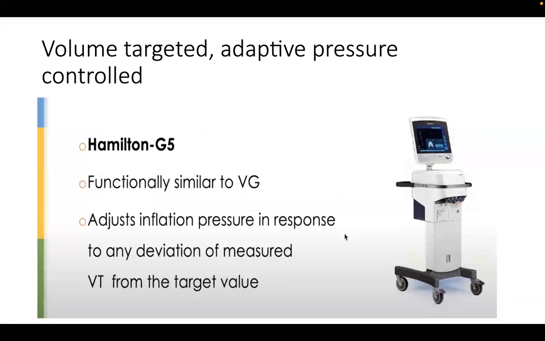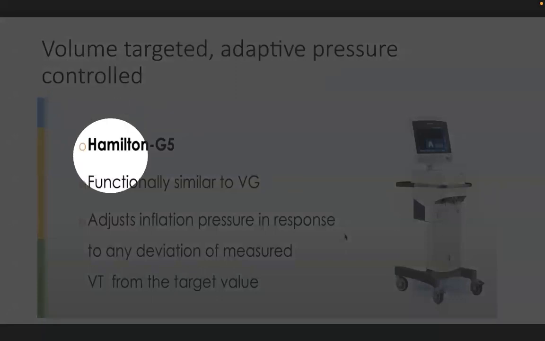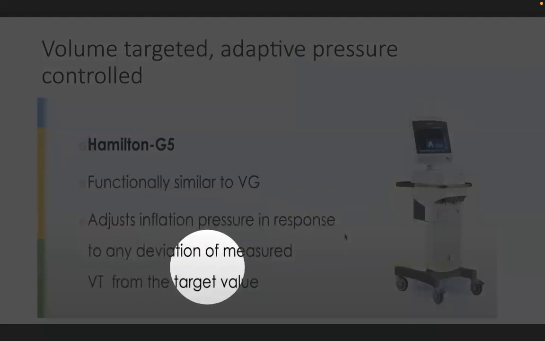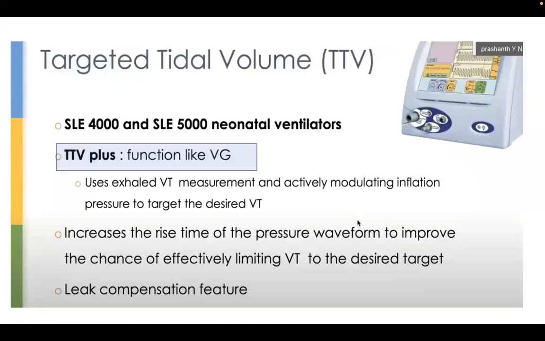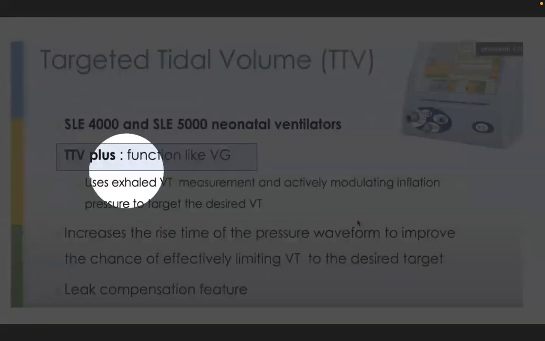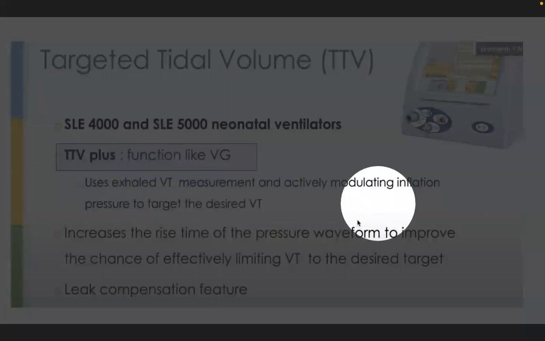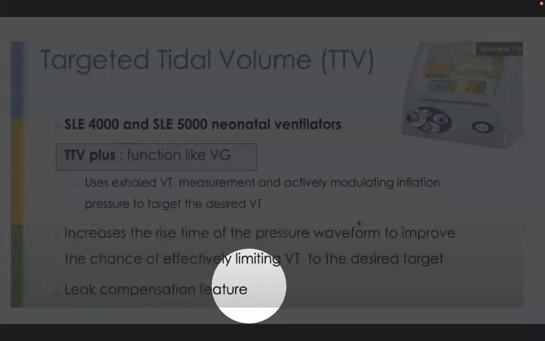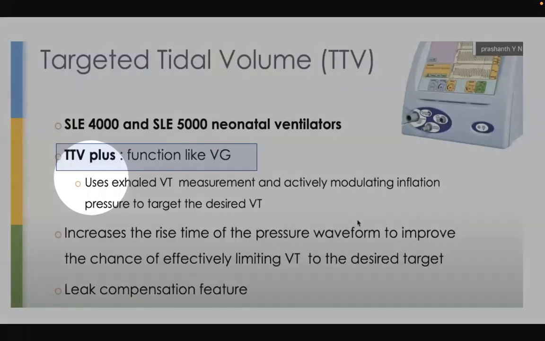Then in the Hamilton G5, it is known as volume targeted adaptive pressure control mode. It is functionally similar to volume guarantee, adjusting inflation pressure in response to any deviation of measured VT from the target value. In the SLE4000 and SLE5000 ventilators, it is known by the term targeted tidal volume. It functions like VG and it uses axial VT measurement, actively modulating inflation pressure to target the desired VT. And a leak compensation feature is also available in some of the newer SLE ventilators where the TTV plus mode is available.